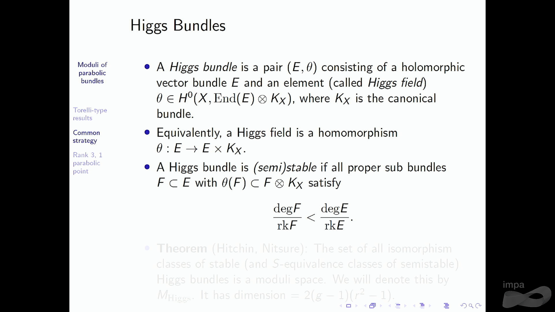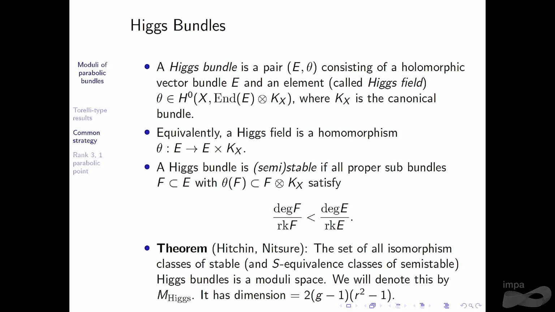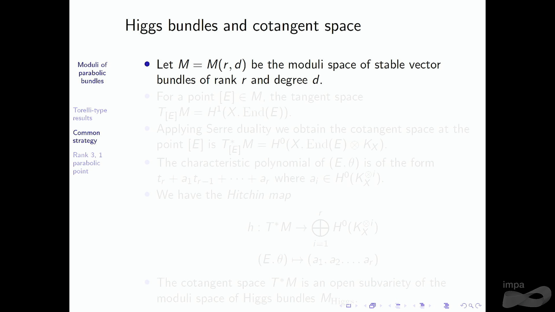Okay. And then Hitchin and Nitsure showed, Hitchin for rank 2 and Nitsure in general rank, that the set of all isomorphism classes of stable, and if you're taking semi-stable, then S-equivalence classes of Higgs bundles forms a moduli space. Yes, and we will denote this by M_Higgs. So it has dimension this, I think in the case for rank 2, but in general maybe a bit more complicated than what I've given there.